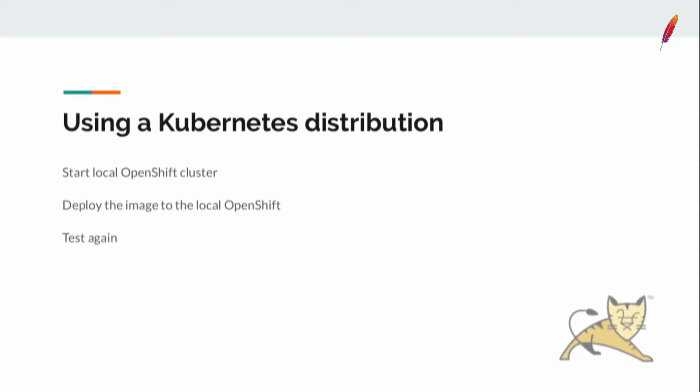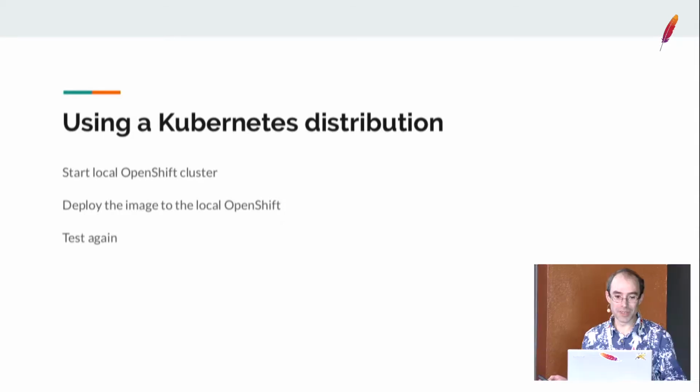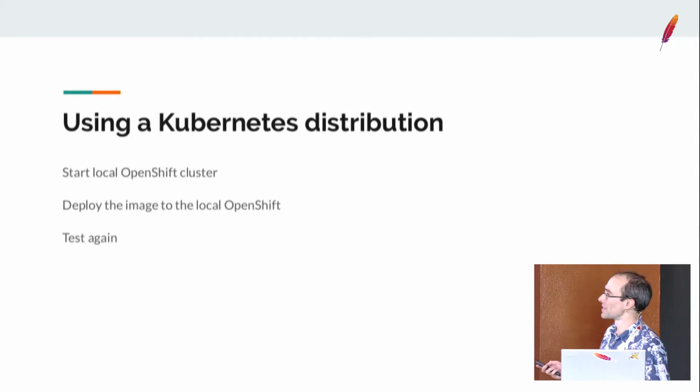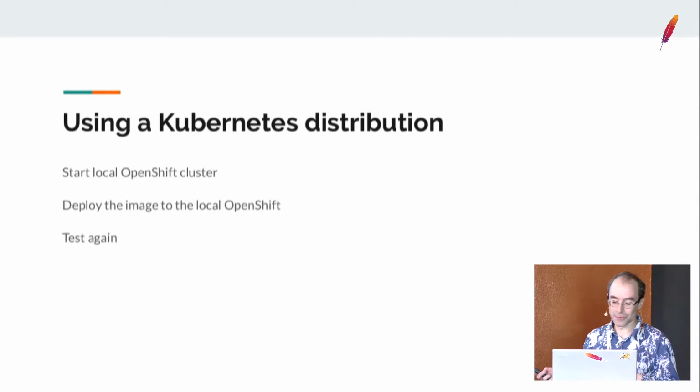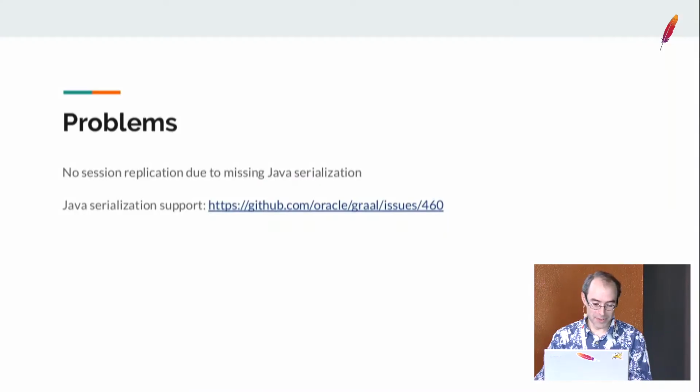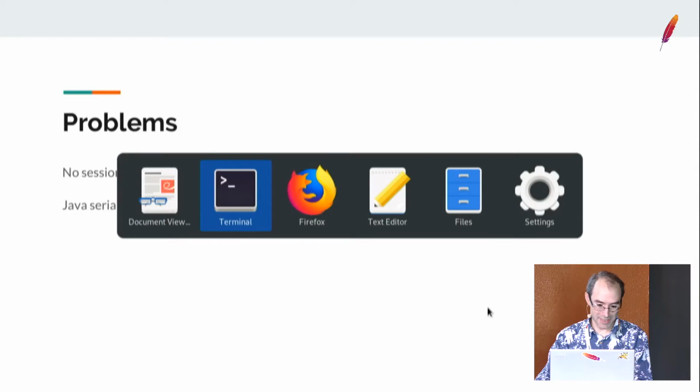So we can start a local OpenShift cluster like I did. I'm using the Fedora OpenShift packages, so it's OpenShift 3.11. And then I'm deploying the image to the local cluster, to the local cloud. I'm using the YAML I showed. And then I'll test again. Okay, that will be the answer, basically.